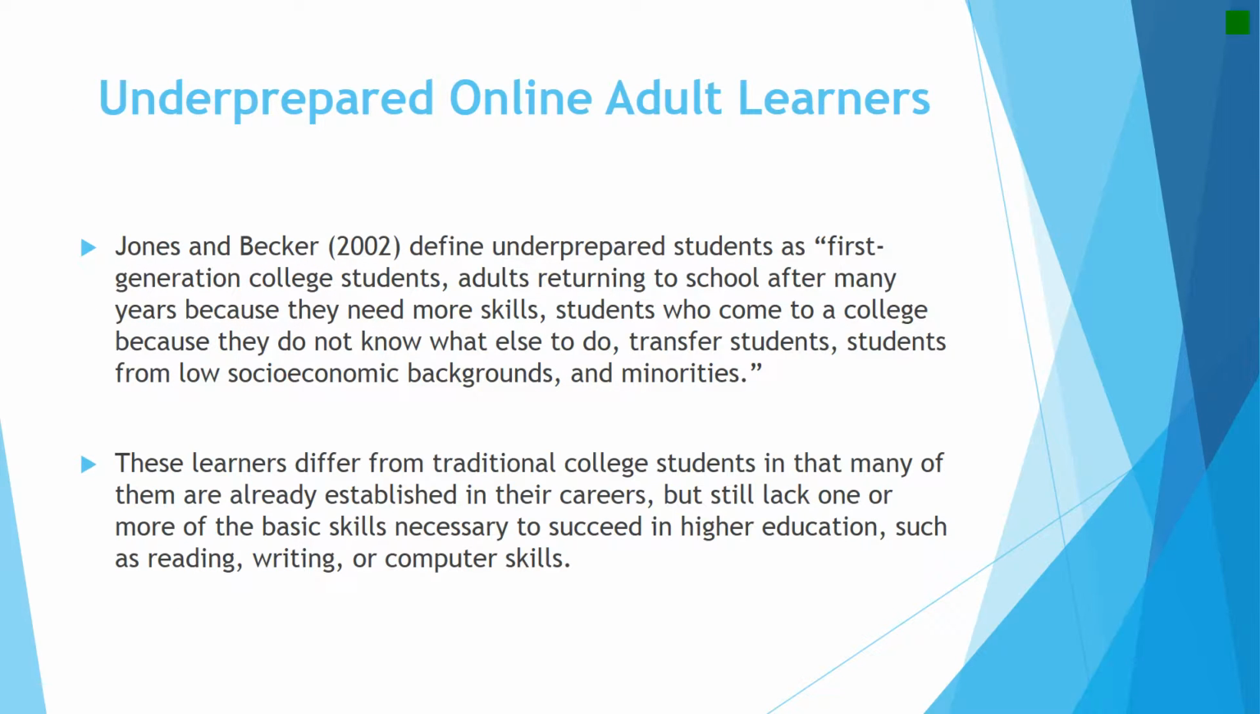Because of this lack of proficiency, there are many students who can be considered underprepared. Jones and Becker defined underprepared students as first-generation college students, adults returning to school after many years because they need more skills, students who come to a college because they do not know what else to do, transfer students, students from low socioeconomic backgrounds, and minorities.